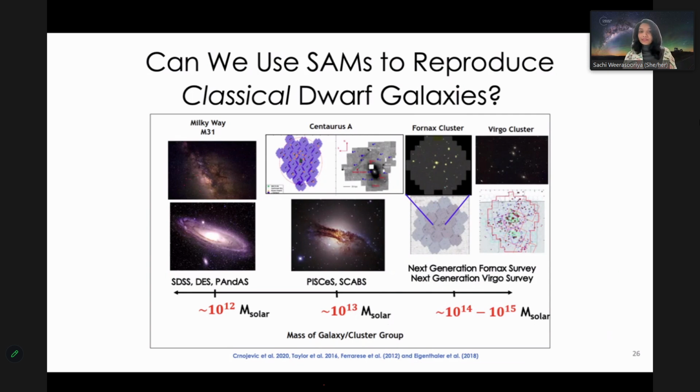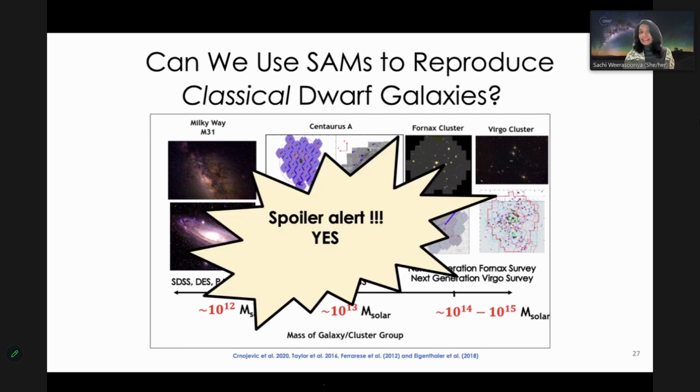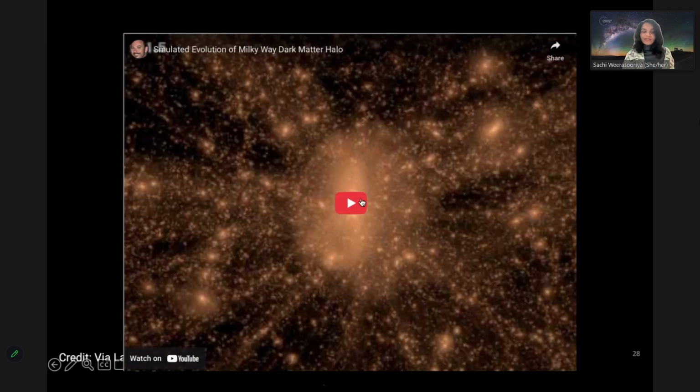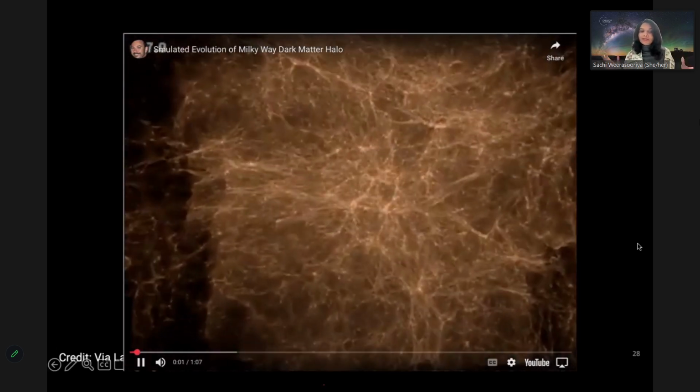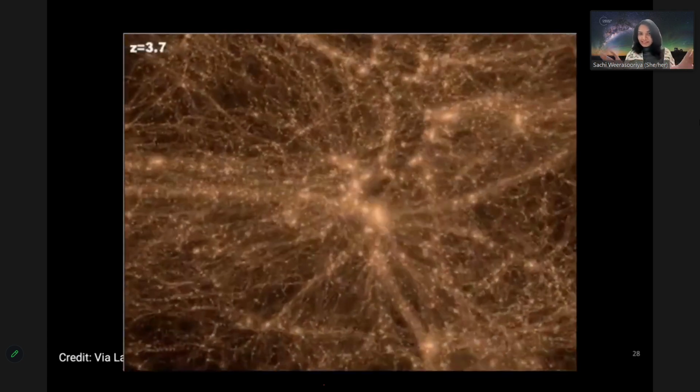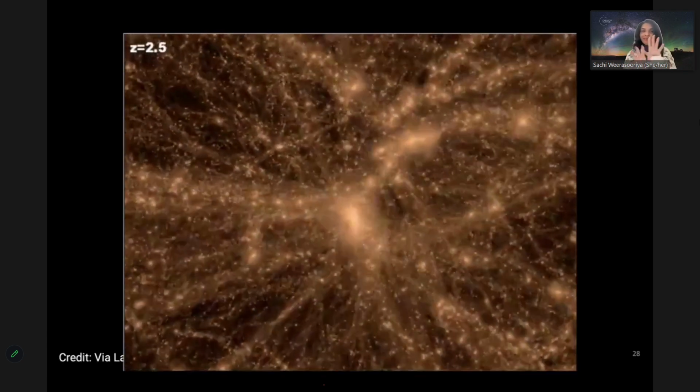Now, this brings us to the question: can we use these semi-analytic models to reproduce the classical dwarf galaxies? These models are making approximations to solve these differential equations. So, can we still reproduce the observations that we see? The answer is yes, and I'll show you how we do this. So, now I'm going to show you an N-body simulation. This is not a simulation that I ran, but something similar.